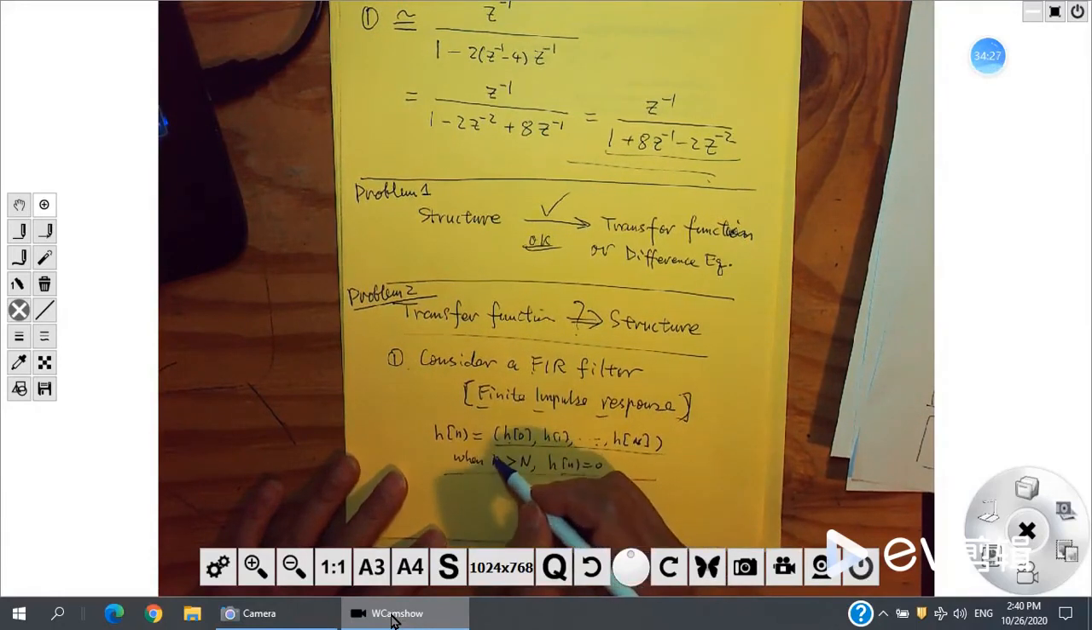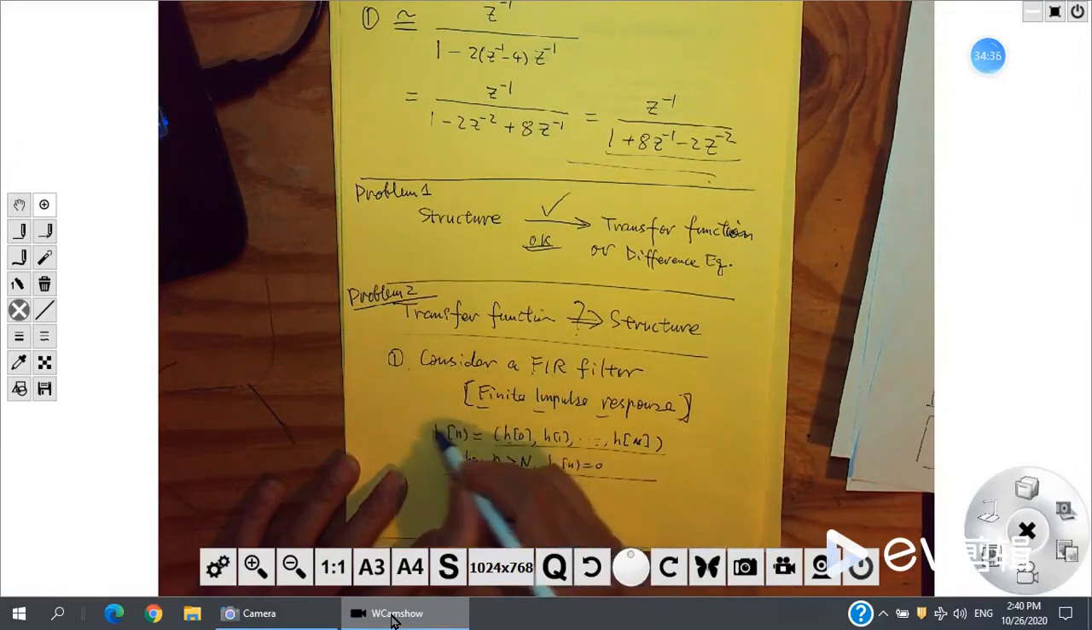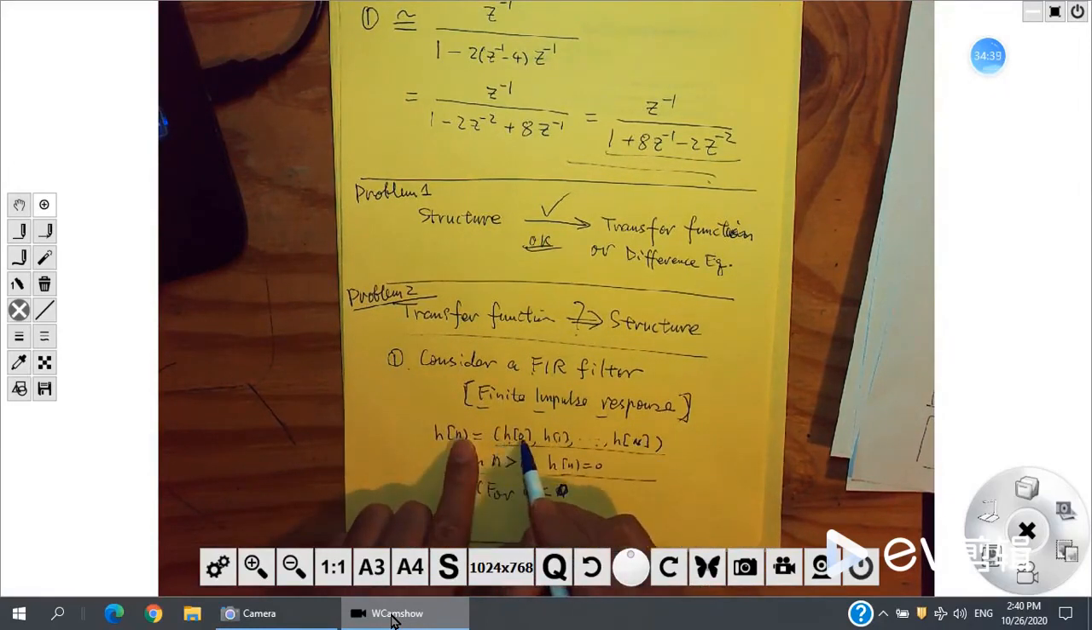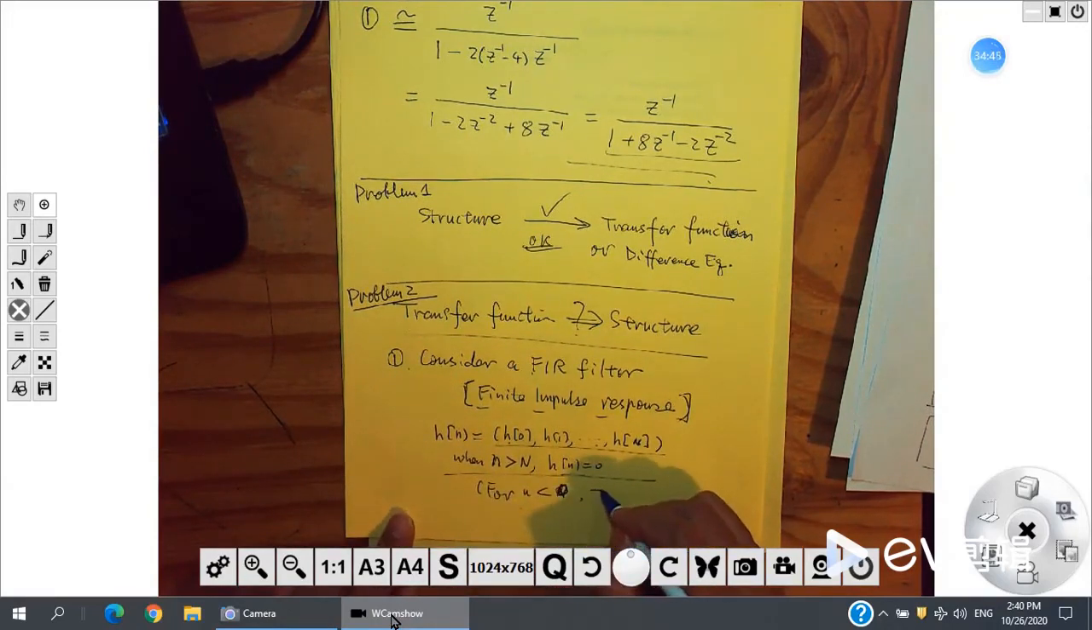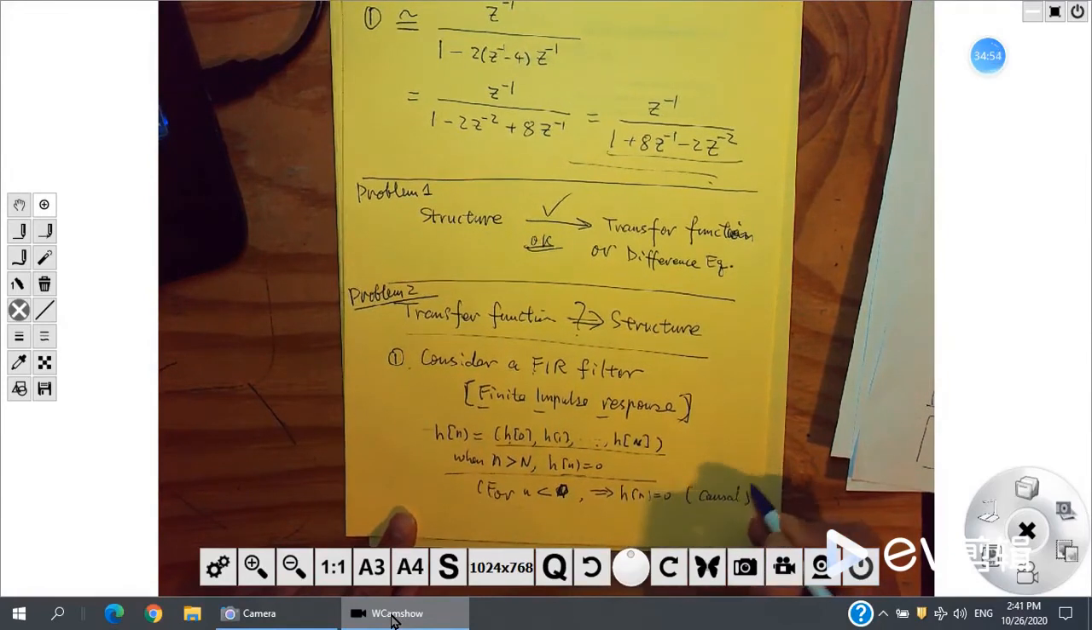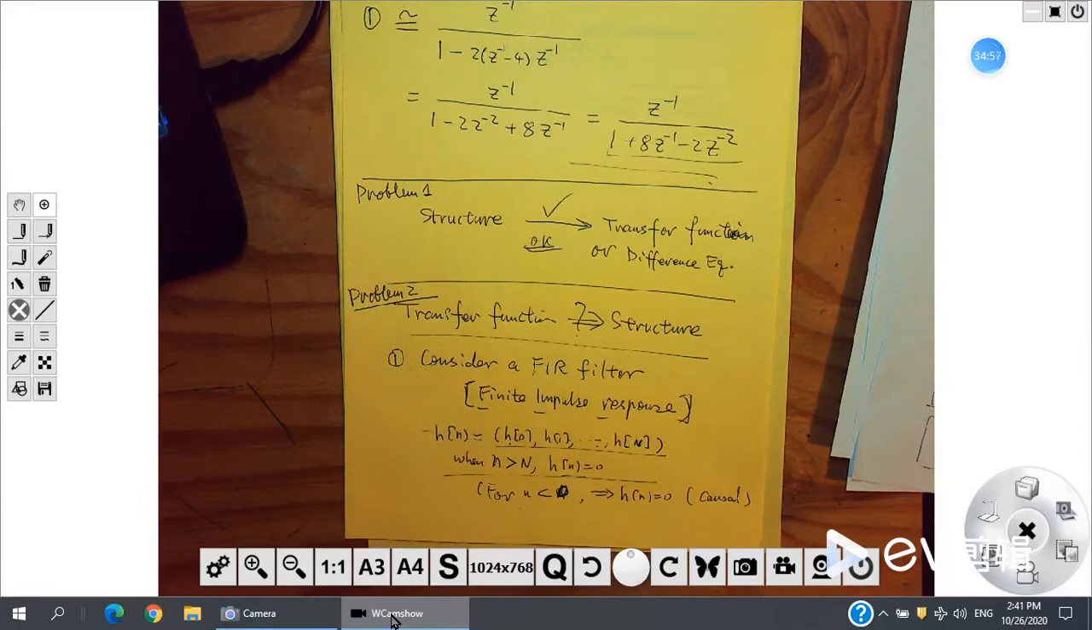And for n smaller than 0, in this side, here the first one I use is h of 0, right? Maybe you have h of negative 1, h of negative 2. For those ones, we always think h of n is equal to 0. That means the causal case. Yeah, we just build a causal system. If the system is not causal, yeah, it's hard to give a structure. The structure itself is something you can run. The feeling is like the real world, right?